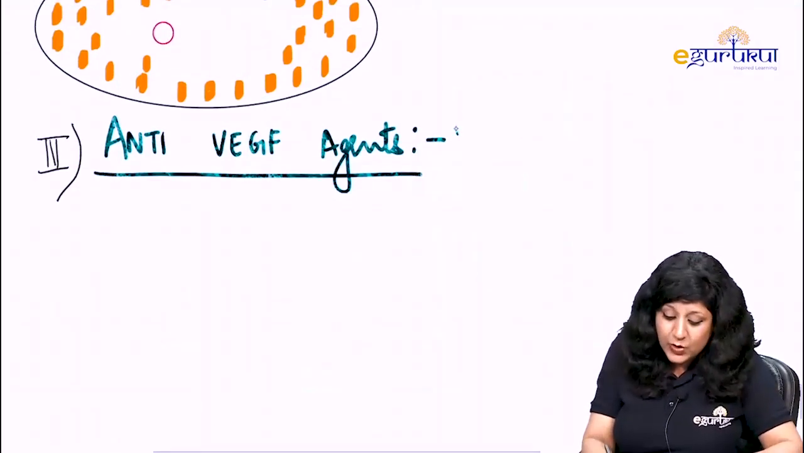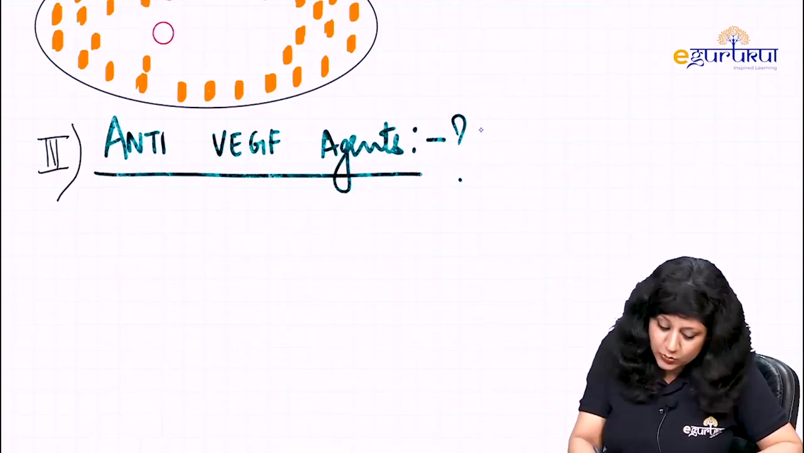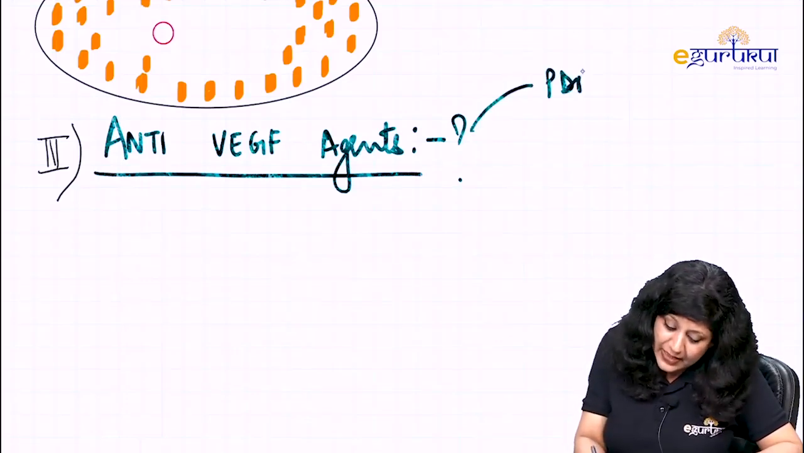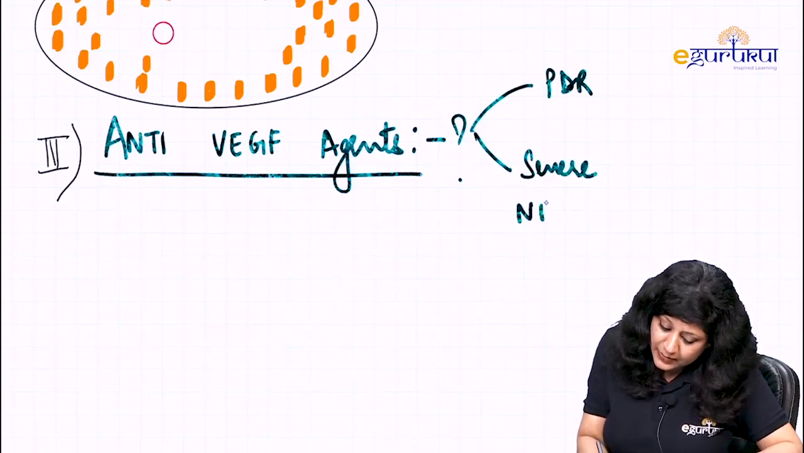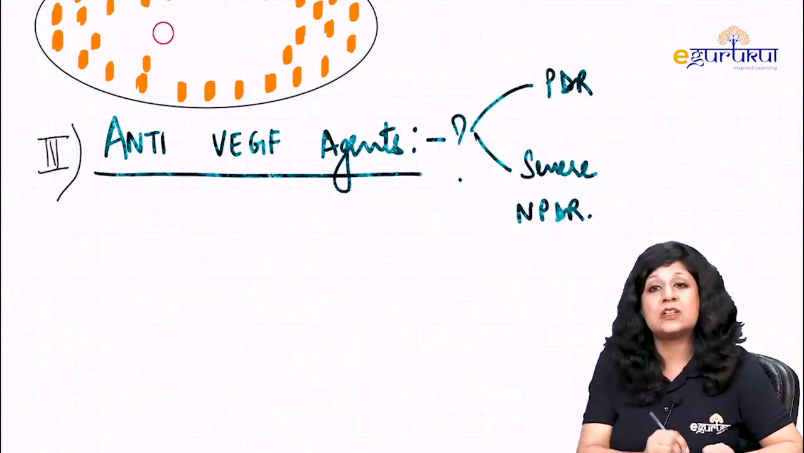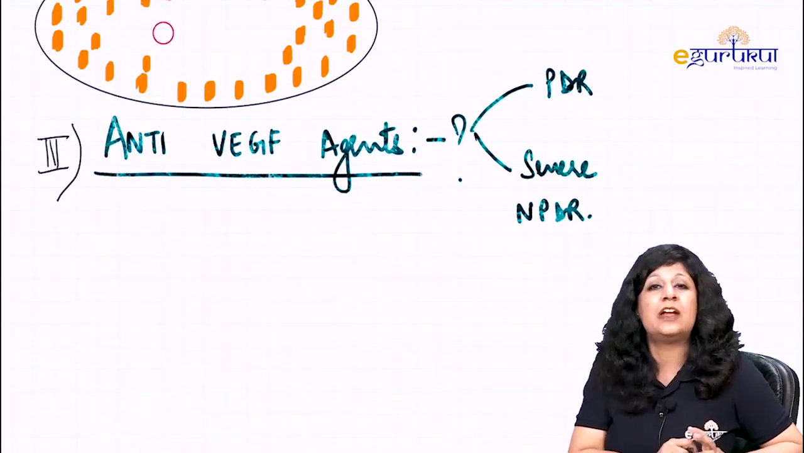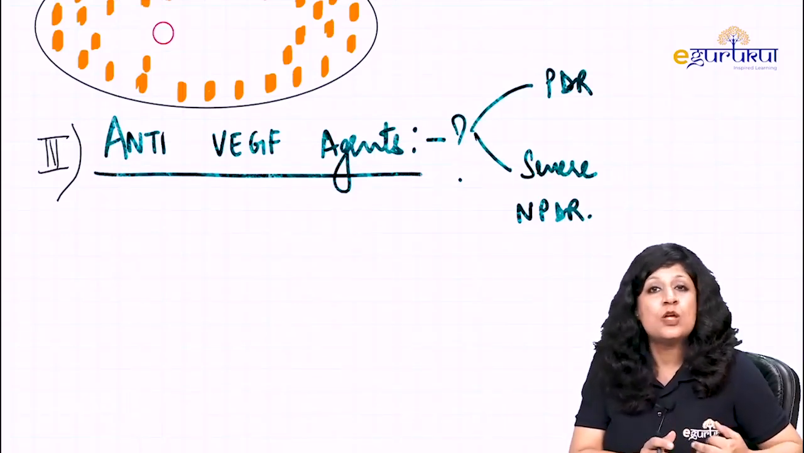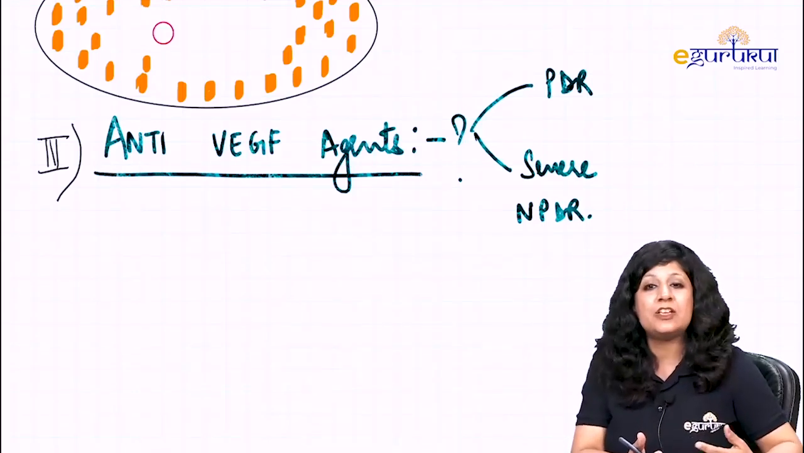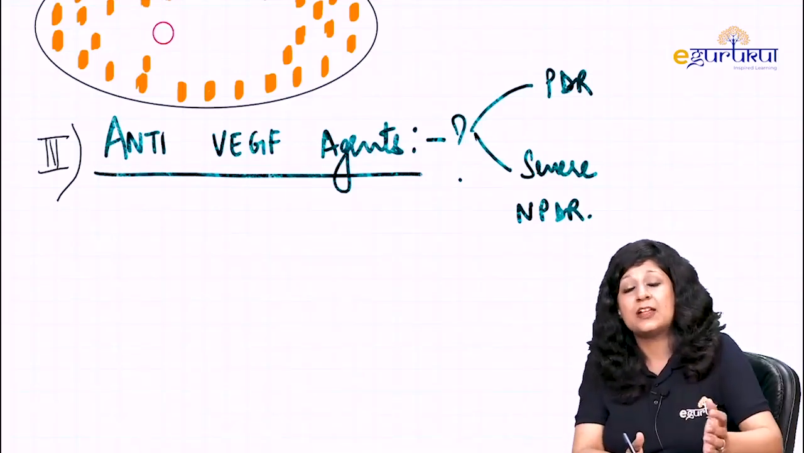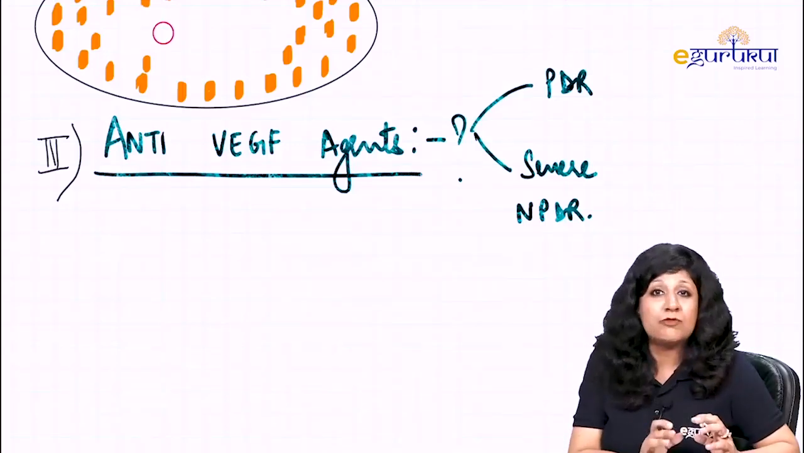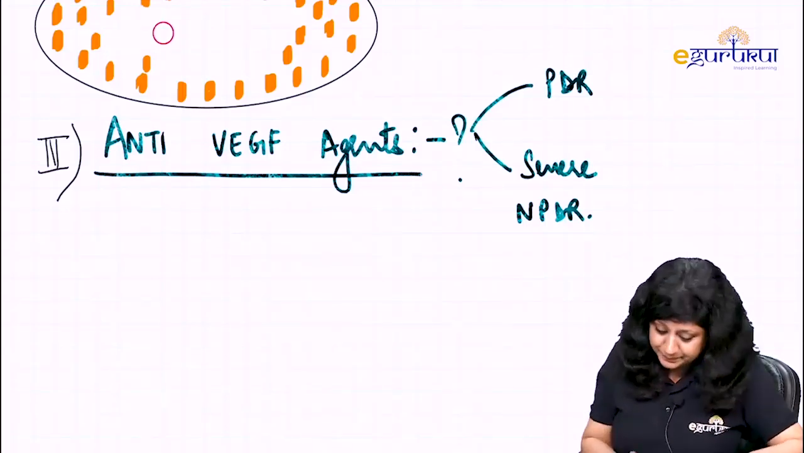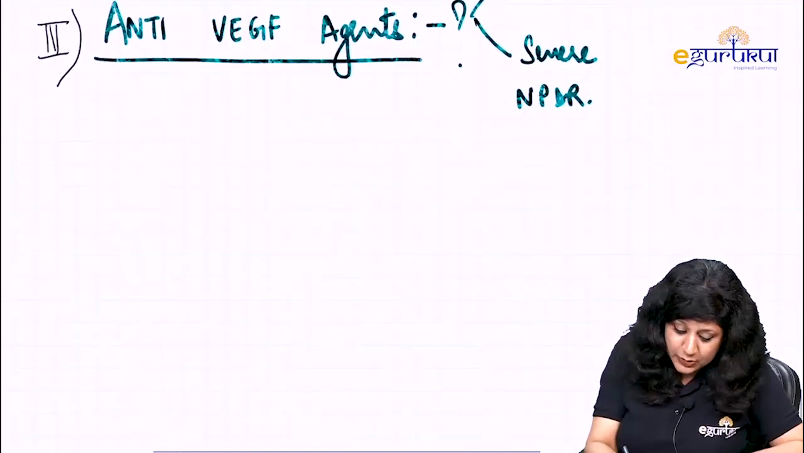Now when to administer this? You can give it in PDR, and you can also give this in severe NPDR, meaning when the patient is having a very severe variety of non-proliferative diabetic retinopathy, even at that time we can start with these anti-VEGF agents. You need not sit and wait for the PDR to occur, okay. Now what are the names of these agents?